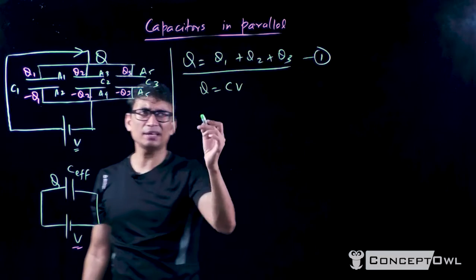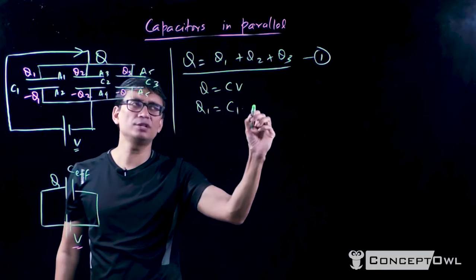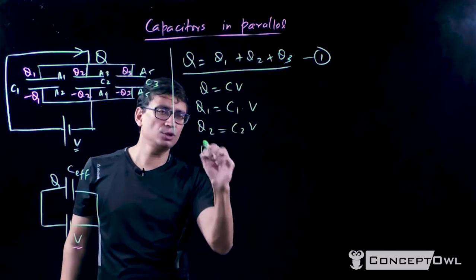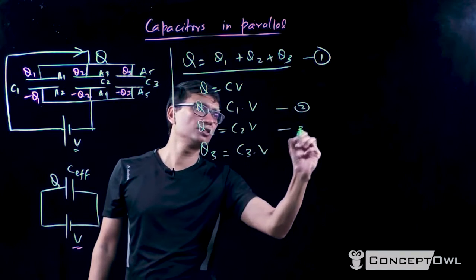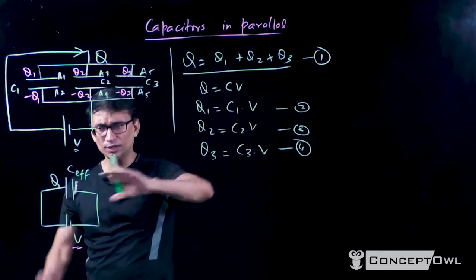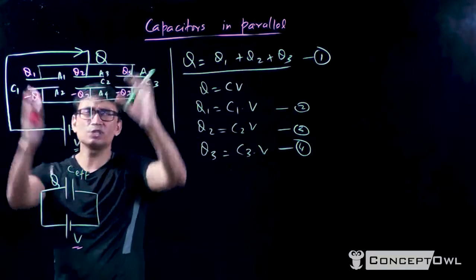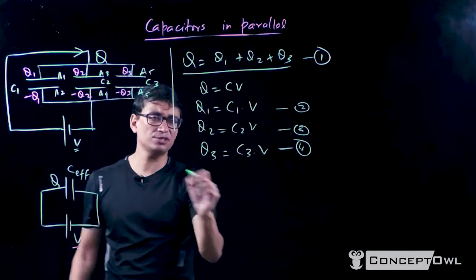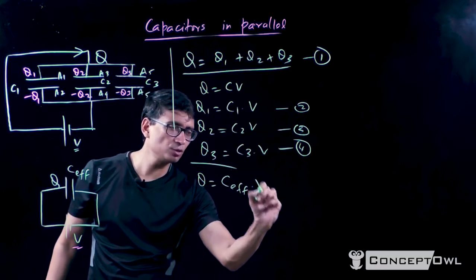Now, if that is the case, then I can say that Q1 is equal to C1 into V. Similarly, Q2 is equal to C2 into V and Q3 is equal to C3 into V, right? So these are my equations 2, 3 and 4. Now what do I know? I know that if this circuit was equal to this, then this Q would be equal to the total charge here, and this C is going to be the C effective. So from this circuit I'll say that Q is equal to C effective into V.